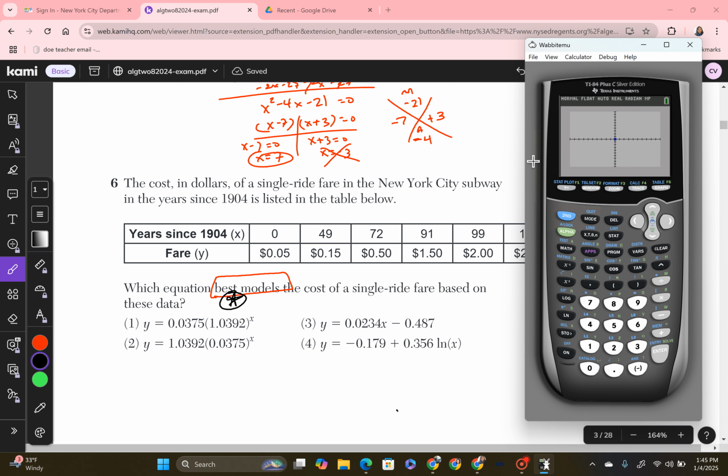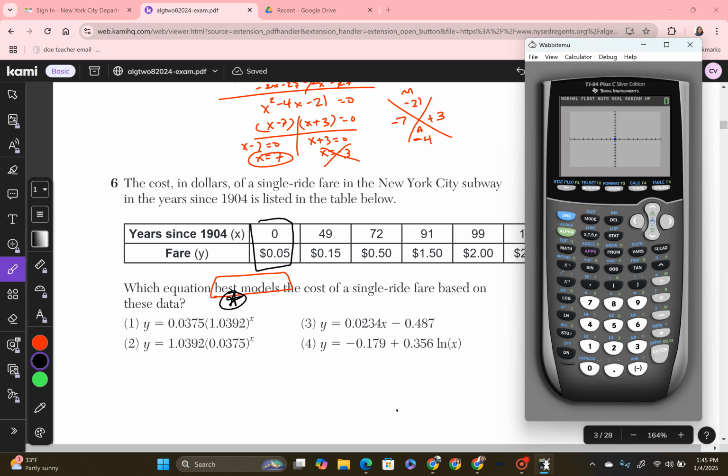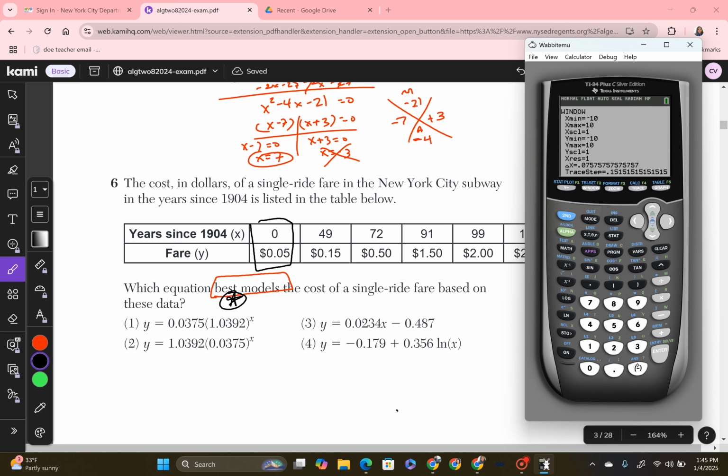So the only one that you can see is 0, comma 0.05. You can't see these because these numbers are bigger than what we have. We have to change our window. So let's go ahead to window. And our x's, do you see how it's ranging from 0 to 111? That's what we have to change our x's to be. So let's make it 0, and instead of 111, let's go to 120. And let's just say we want to go up by 5s.